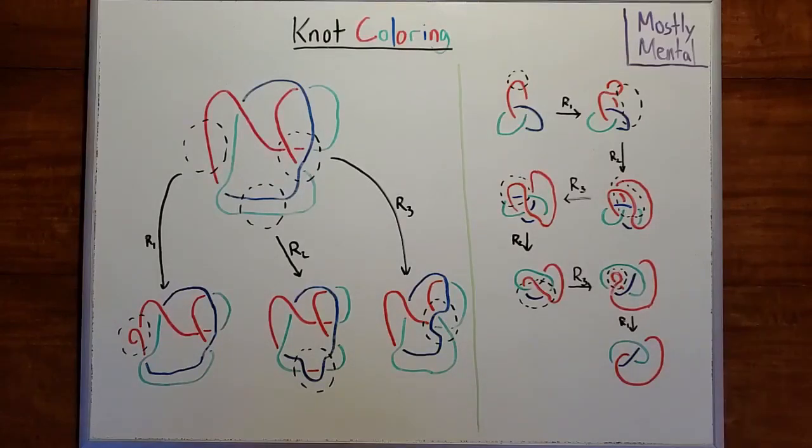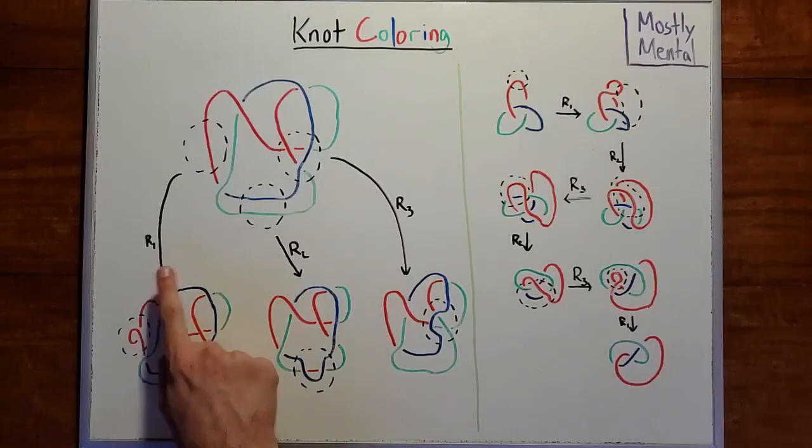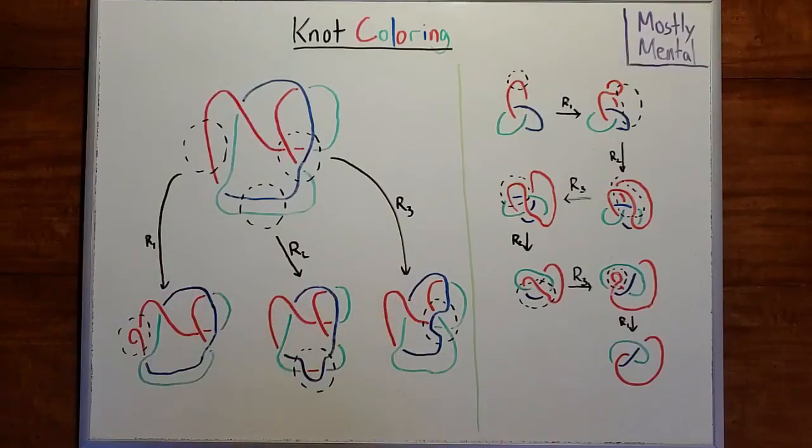So, how can we show the colorings are invariant? We want to say that any knot transformation leaves the number of colorings unchanged. The trick is to find a one-to-one correspondence between colorings before and after a transformation. Recall from last time that any knot transformation can be made from the three Reidemeister moves. So all we need to do is find a correspondence for each of those moves.